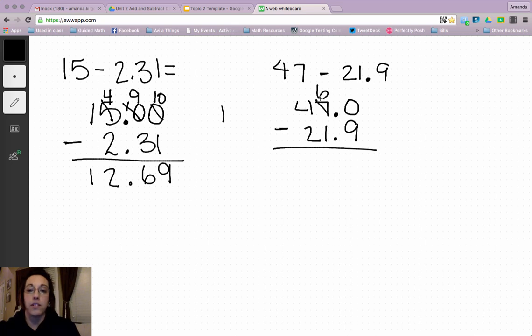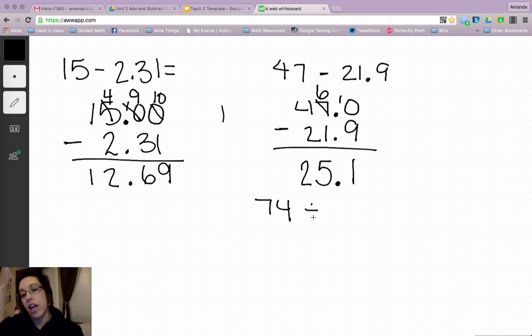7 becomes a 6. This becomes a 10. 10 minus 9 is 1. 6 minus 1 is 5. 4 minus 2 is 2. Decimal, decimal, decimal. Let's try some more practice here.